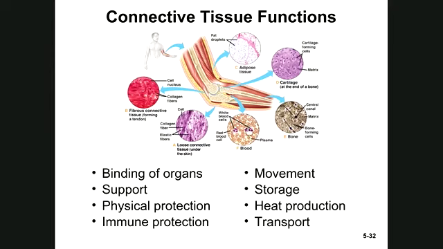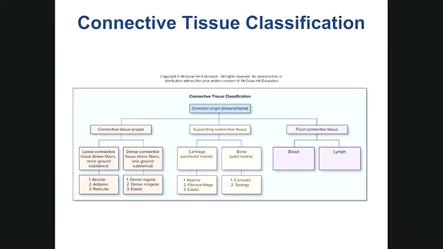So they have different functions in our body, and you can see the classification of connective tissue in this slide. In this slide, you have all types of connective tissue. First, all of them come from one origin, and their origin is mesenchyme. Mesenchyme is one layer in the body of the embryo. And this connective tissue is divided into three different types. First, we have connective tissue proper or proper connective tissue. We have supporting connective tissue and fluid connective tissue.